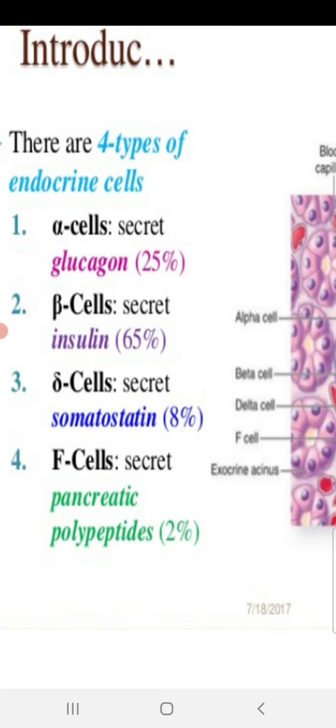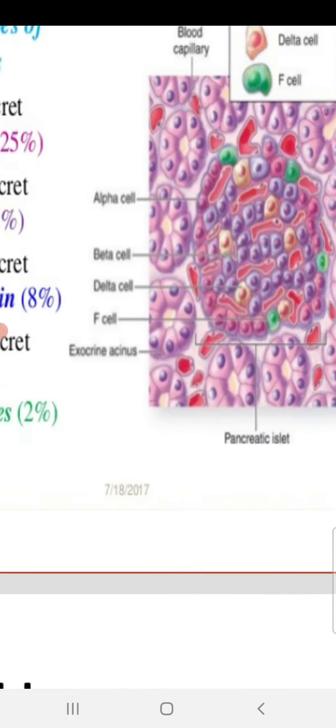So there are 4 types of endocrine cells in the pancreas. Alpha cells will secrete glucagon, and 25% of the cells are alpha cells, and beta cells will secrete insulin, and delta cells will secrete somatostatin, and F cells secrete pancreatic polypeptides, and they are only 2% of the cells.